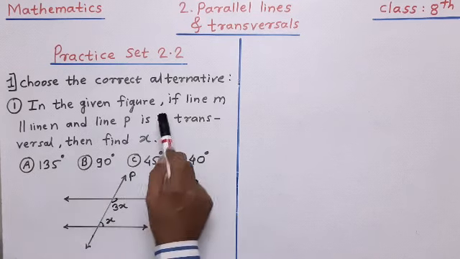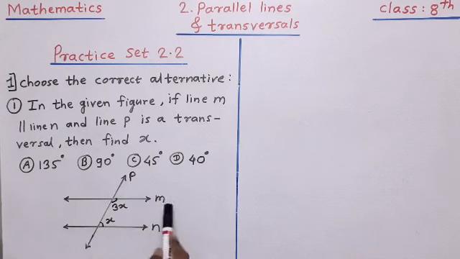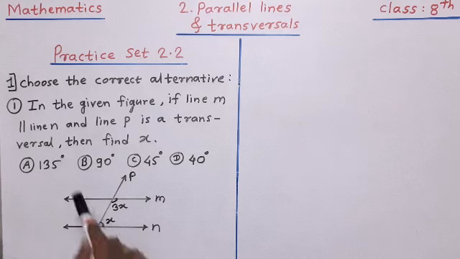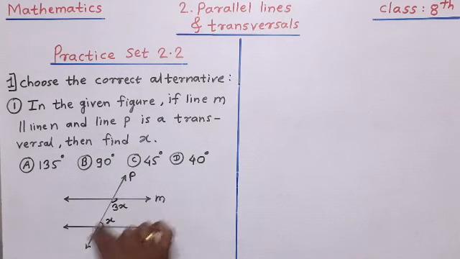So in the figure, if line M is parallel to line N, we can see that line M is parallel to line N and line P is a transversal. See, P is a transversal. Then find x. We can see in these two angles there is an x and we have to find out the value of x here. So how can we do that? See the clear positions of the angles.